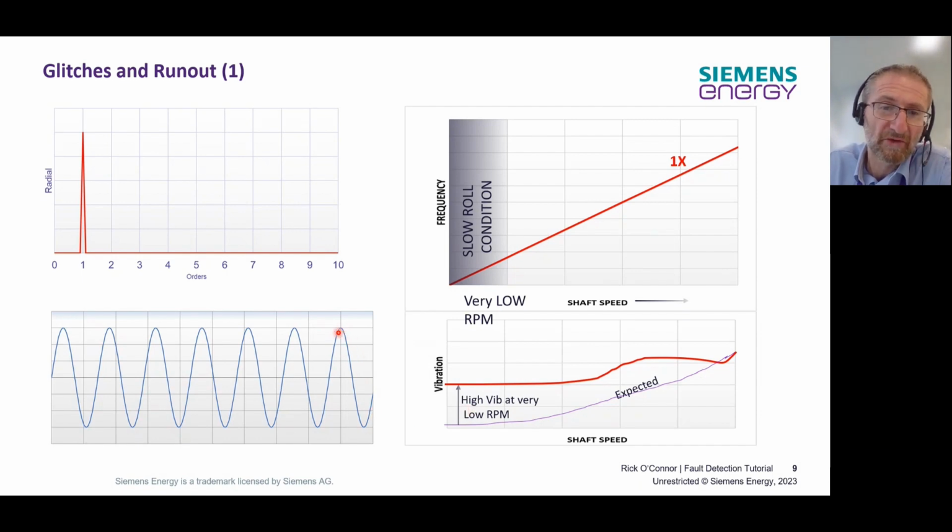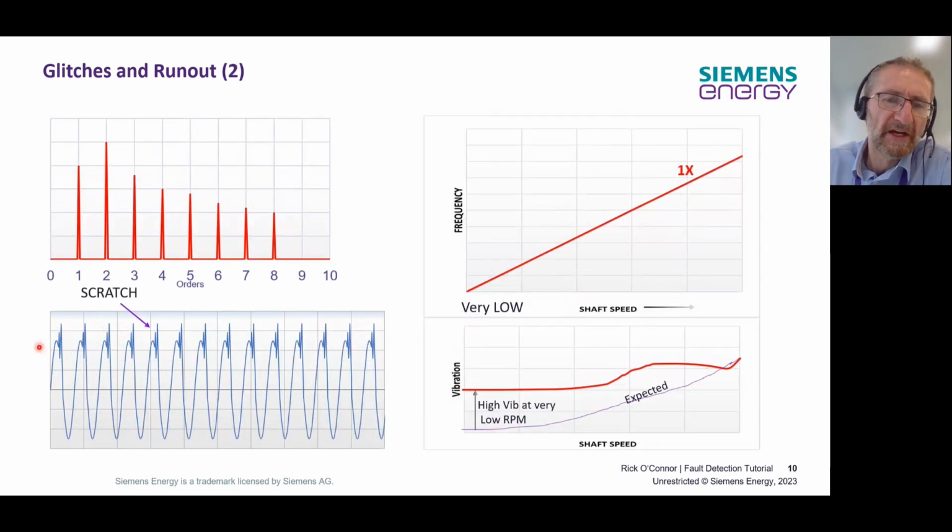Typically, because it's actually a 1x response, your response would still be mainly a sine wave. Now, another form of a glitch is sometimes you may actually have a scratch on the shaft. In this instance, we can see on the time wave that for every revolution, there is a mark. And this is where the displacement probe actually sees the scratch as a movement. Because it's a complex waveform, we end up with harmonics coming in. But we do have the same response where we have a high response at low speed that isn't real. So what can we do about this?